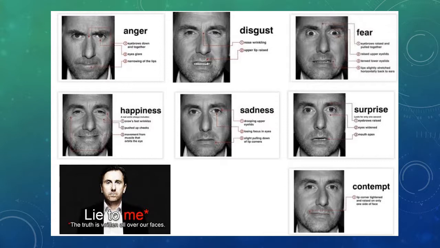Now later, Ekman added a few more universal expressions, contempt being the one that is demonstrated here. It's the corners tightened and raised for only one side of the face. This is that, yeah, you think you're all that, you're not. It's the contemptuousness. Now this slide is from the TV show Lie to Me, which is no longer on television, but it was a man who studied micro expressions.